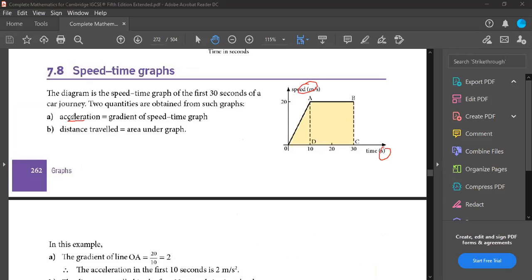Now in a speed time graph, to find the acceleration in any part of the journey, we calculate the gradient. For example, we need to calculate the acceleration. That's 0, 0, and that's 10, 20. And to calculate the acceleration in part OA, we need to calculate the gradient, y2 minus y1 over x2 minus x1. Did you understand, Saif? Yes, yes. Is it hard? No.